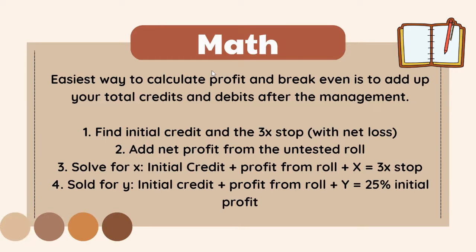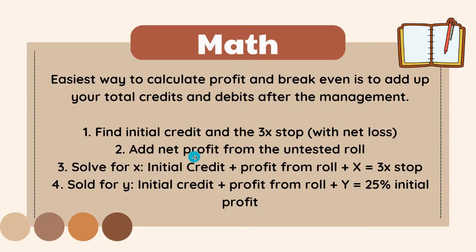The easiest way to calculate your profit and your break even is to add up your total credits and add up your debits after your management. So here are the steps: find your initial credit when you first start your trade, find your initial 3x stop, and that'll be your net loss. Usually you're taking in about $100, so the 3x stop will be $300. Your net loss would be $200. You do 100 minus 300.